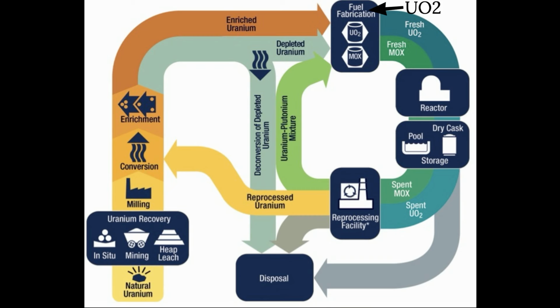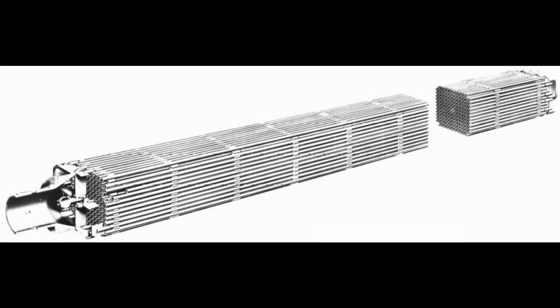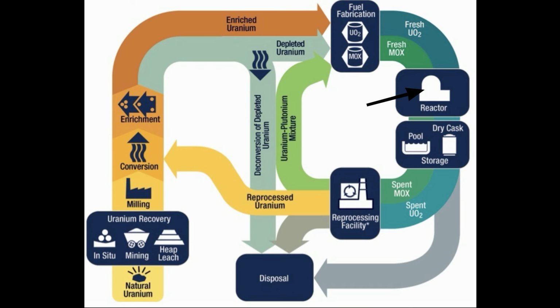This gets formed into fuel pellets that look like this, which are then put into fuel rods and fuel assemblies that look like this. And this fuel assembly comes from a pressurized water reactor, your typical light water reactor that needs enriched uranium. That fresh UO2, that uranium dioxide, then goes into the reactor. We hit it with neutrons and we get that chain reaction going.